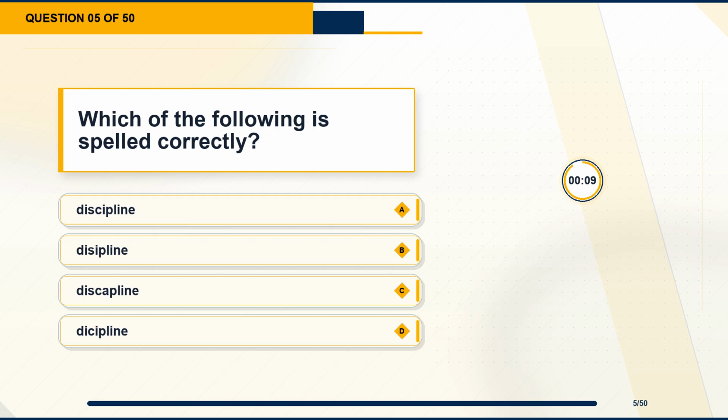Question 5. Which of the following is spelled correctly? Option A, discipline. Option B, discipline. Option C, discipline. Option D, discipline.